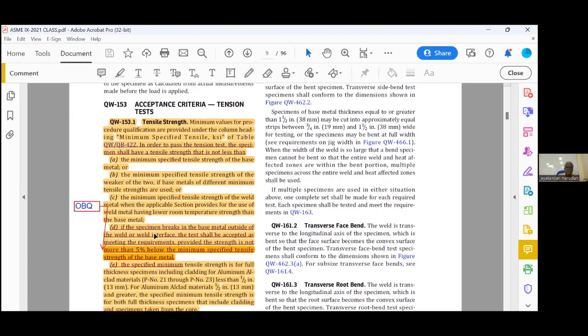If the specimen breaks in the base metal outside the weld or weld interface, the test shall be accepted as meeting the requirements, provided the strength is not more than 5% below the minimum specified tensile strength of the base metal. So if it fails in base metal, a 5% reduction is allowed. I told you 95% it should meet.